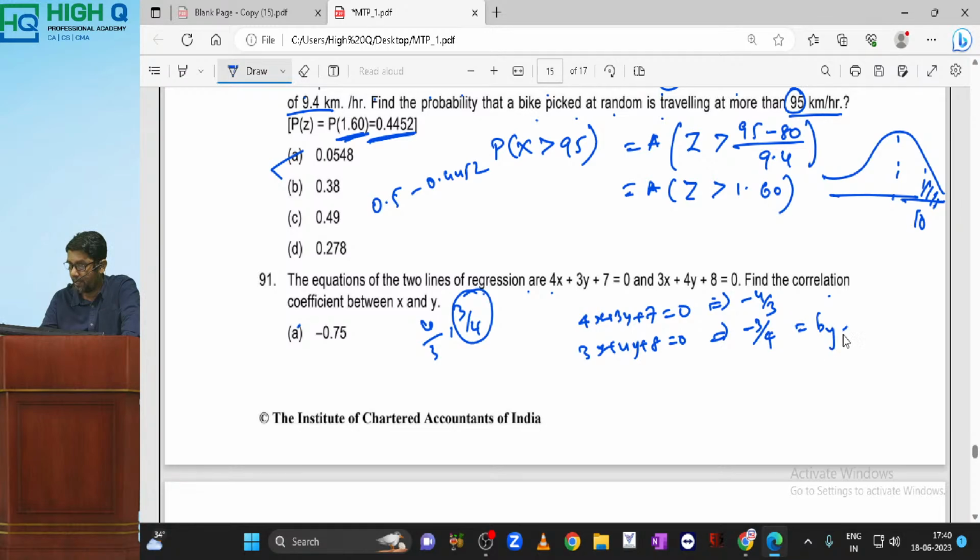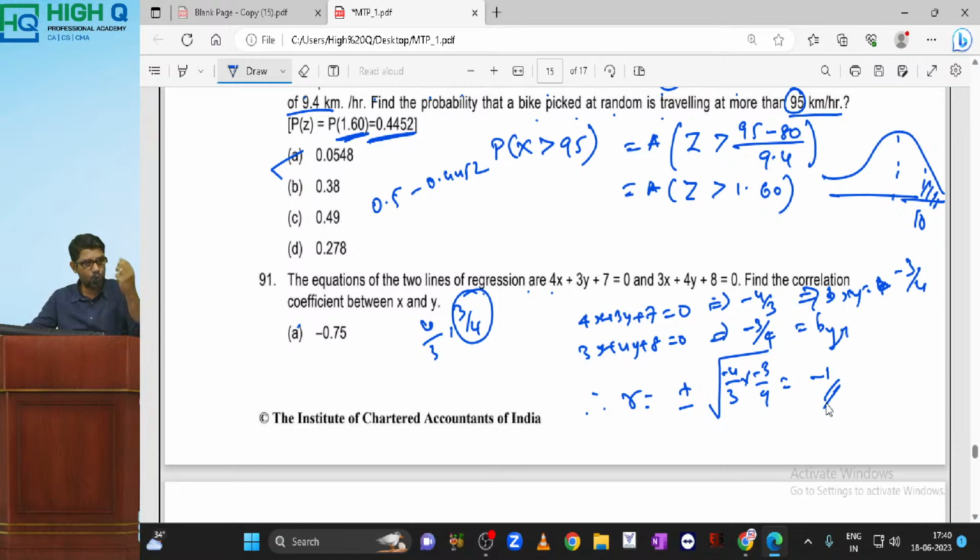So, this is my byx. What is bxy then? Minus 4 by 3. Therefore, r is equal to plus or minus root of minus 4 by 3 into minus 3 by 4. Minus 1 is the answer. No, actually wait. In this question, you don't need to solve at all. Why? I'll tell you. If the coefficients are interchanged, the answer is always plus 1 or minus 1 only. How to decide the answer? I'll tell you. If both the slopes you are getting have a minus sign, then r is minus 1. If both the slopes have a plus sign, then r is plus 1.